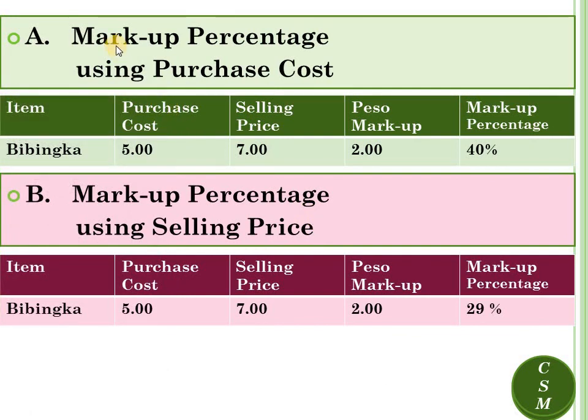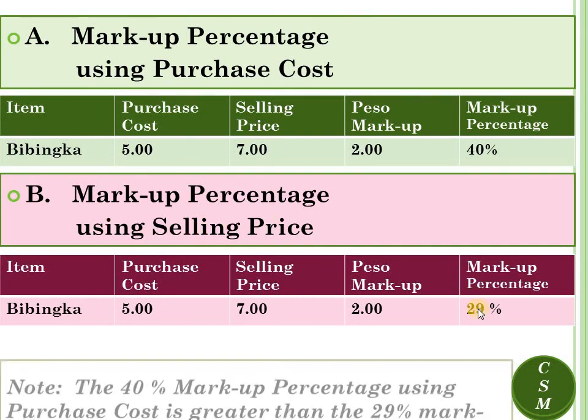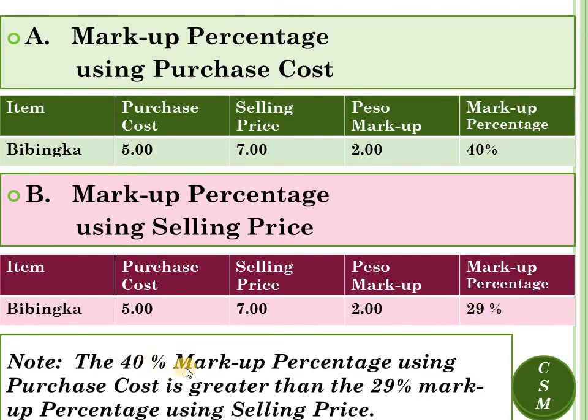So, in comparison, markup percentage using purchase cost, we have 40%. The markup percentage using selling price, we have 29%. In that case, the 40% markup percentage using purchase cost is greater than the 29% markup percentage using selling price.